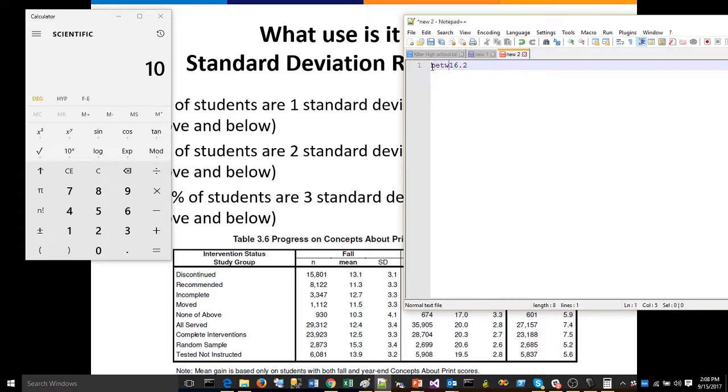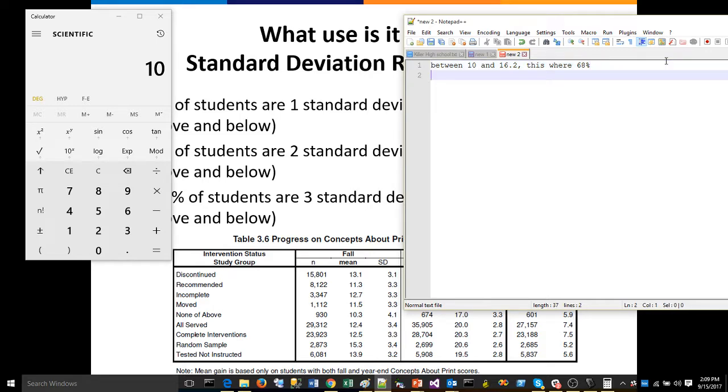So I'm going to write this out in plain English. Between 10 and 16.2, this is where 68% of our discontinued children are. Remember, we're looking at the discontinued line. So between 10 and 16.2, one standard deviation below the mean and one standard deviation above the mean, this is where we can find 68% of our kids right there.